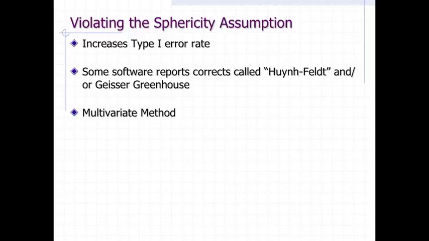A final method for dealing with violations of sphericity is to use a multivariate approach to within subject variables. This method has much to recommend it, but is beyond the scope of this text.